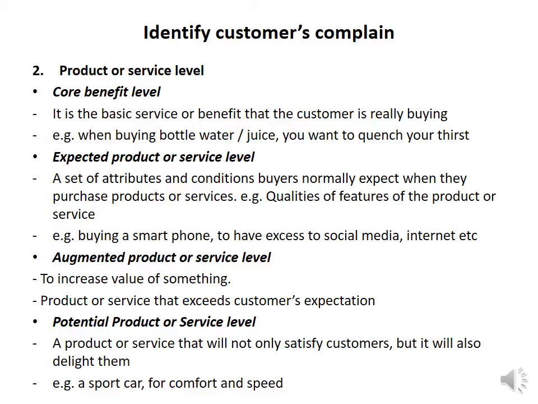Like in the example that we are giving here, it's a smartphone. I am buying access to social media, access to internet when I buy a smartphone. So those are the benefits that I am expecting from that particular product. So I can complain if the product is not giving me those benefits.